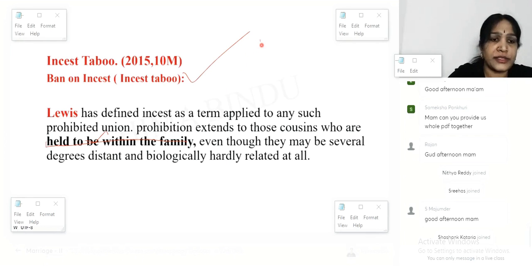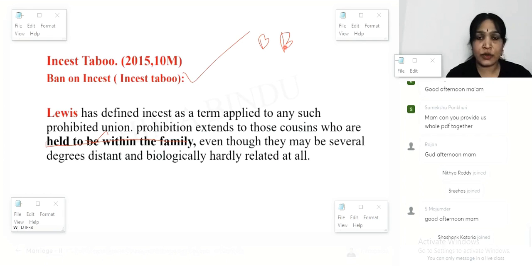If you think about two brothers' children in a joint family, they will grow together. When they grow together, they see each other through all stages of development, so they usually do not have attraction towards each other. This is the reason why close relatives who are held within the family are considered close relatives.